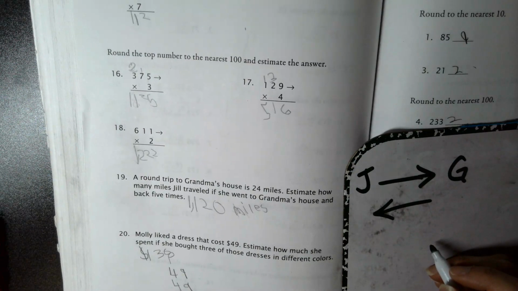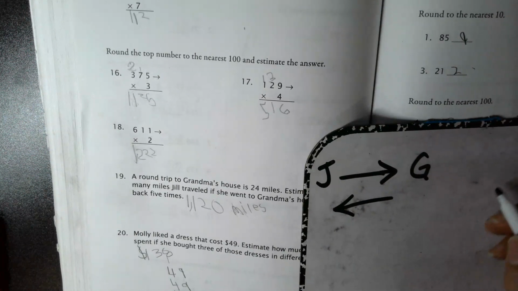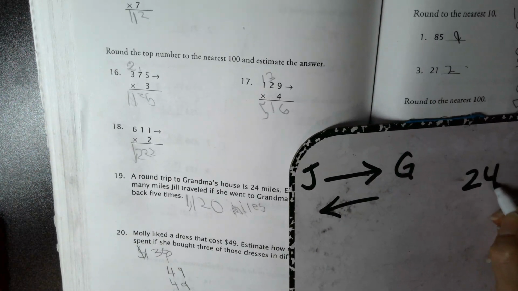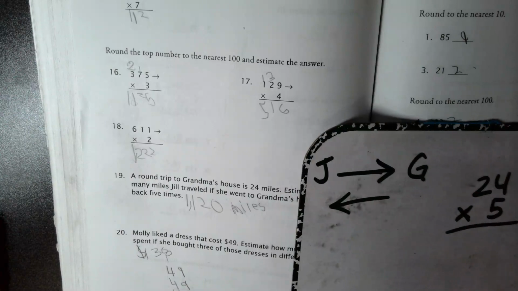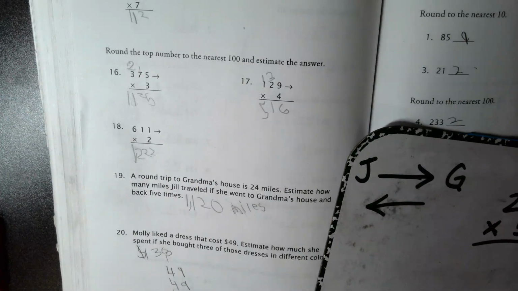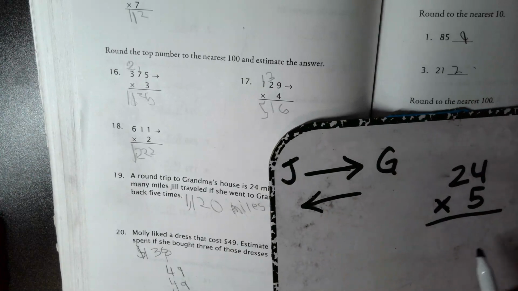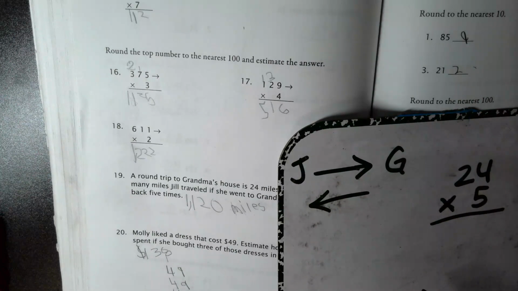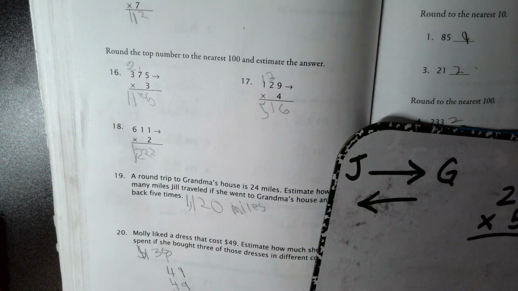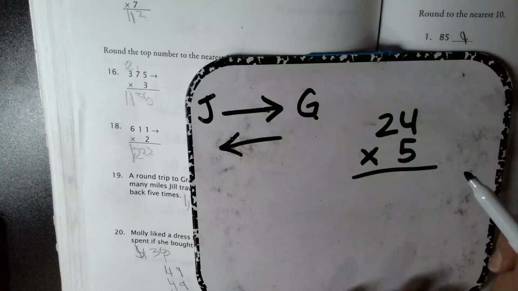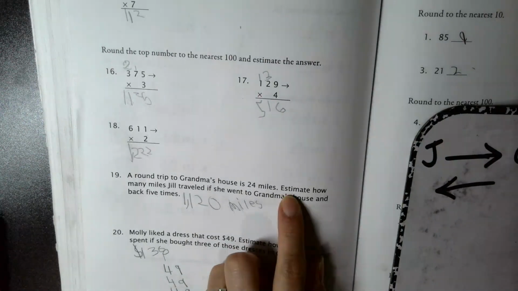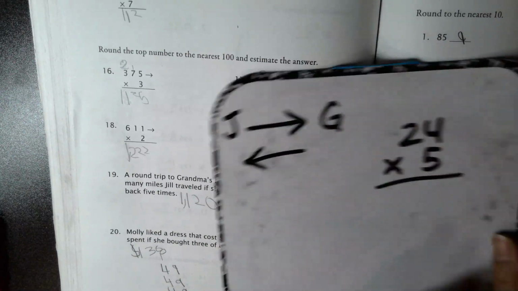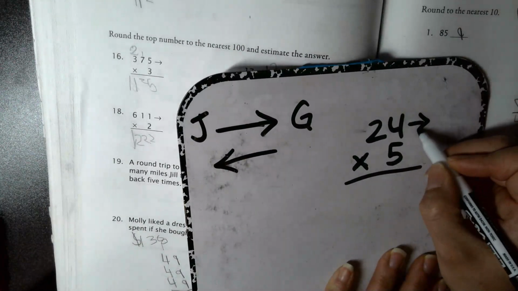So if we're going to do that, then we have to do 24 times 5. Okay, she went 5 times, because that's going back and forth. A round trip is back and forth. And then it says 5 times. So this is what the problem would be set up if we were not estimating. But this one says estimate. So we have to estimate this top number.